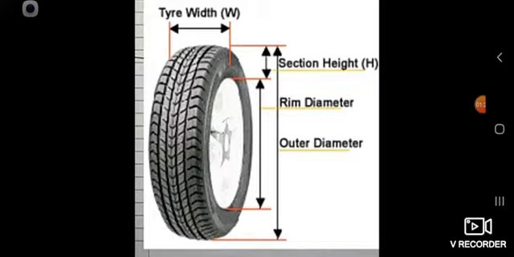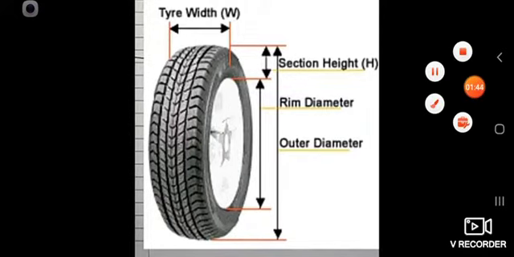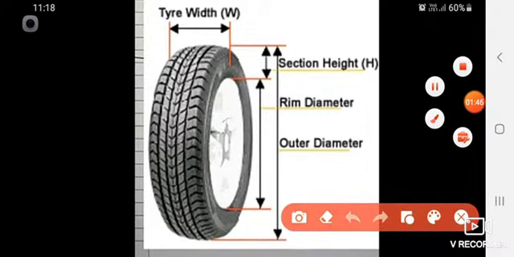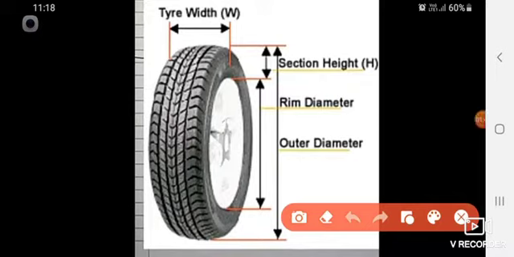A seller can sell a tire and a buyer can buy a tire with a particular designation, and that designation you should know. First we'll see the tire geometry. Here we can see a particular tire. Let's begin with the center.